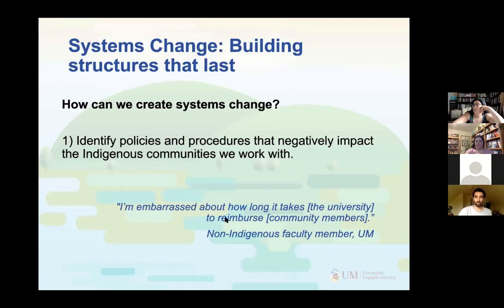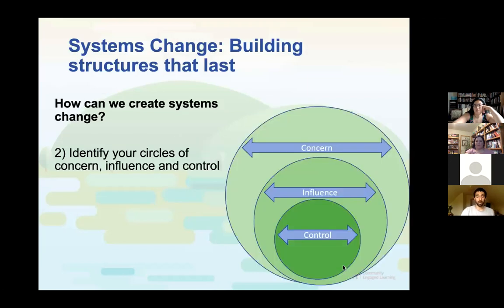So we're going to use this as an example for how we can create system changes in general. So we have identified a problem. The university takes a really long time to pay community members. The next thing that we need to do is identify our circles of control, influence, and concern.